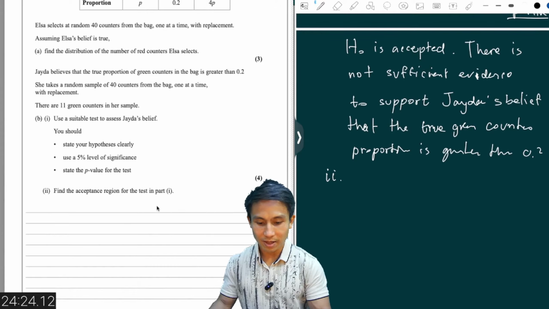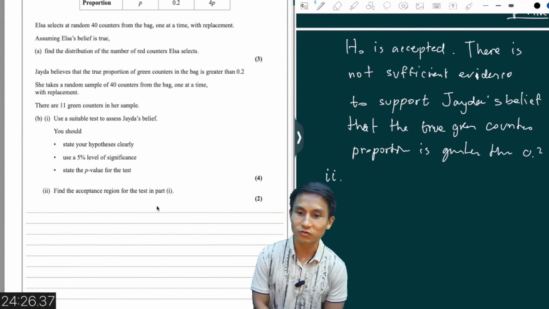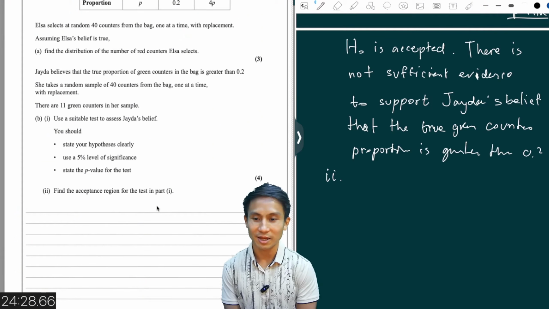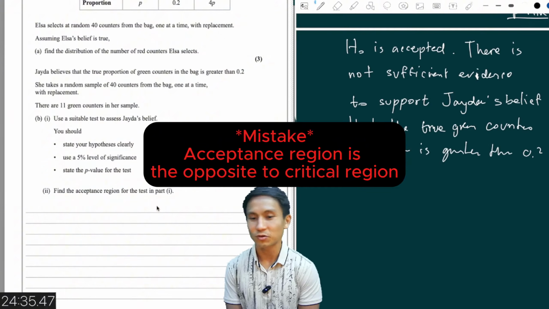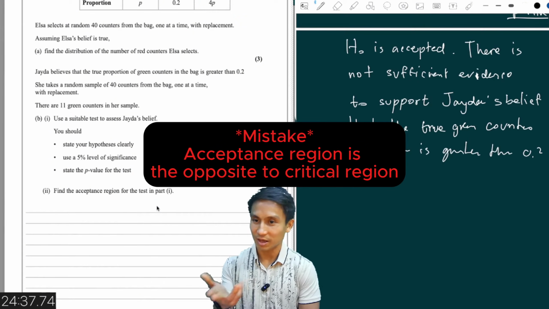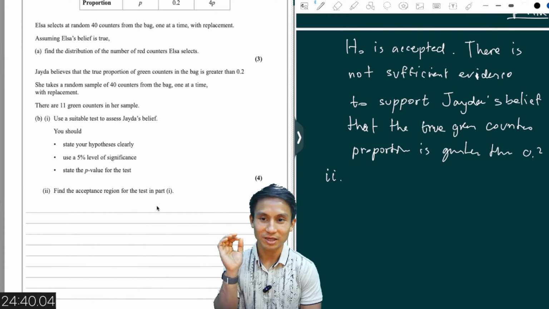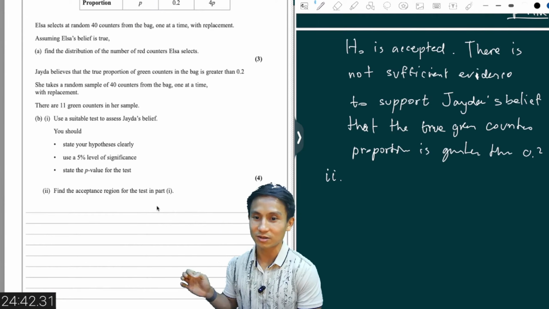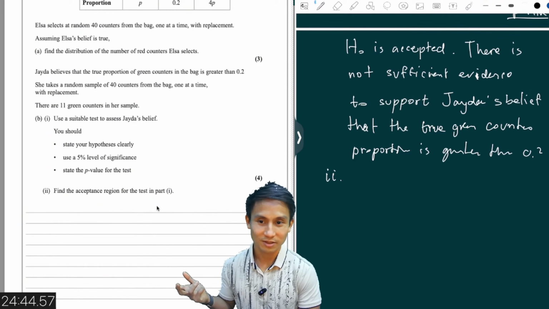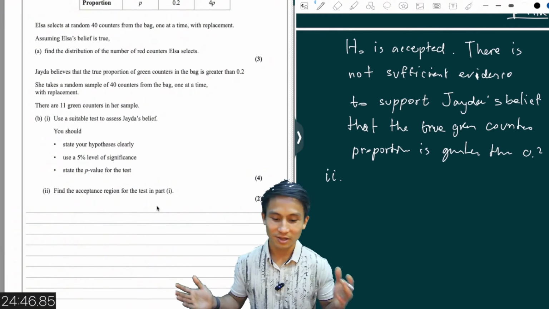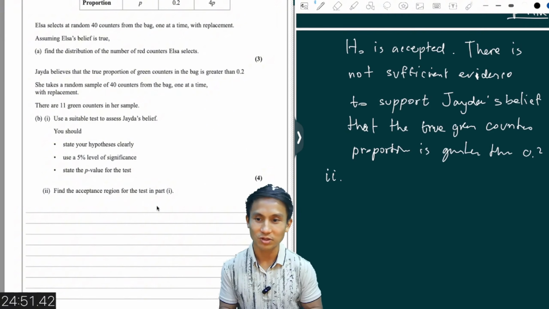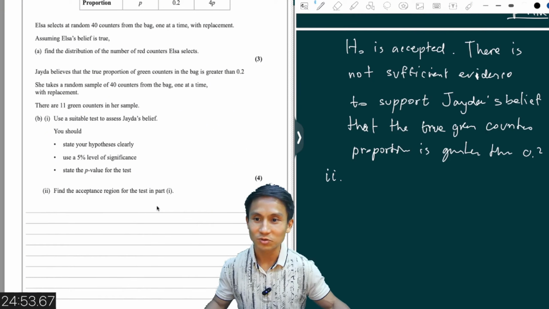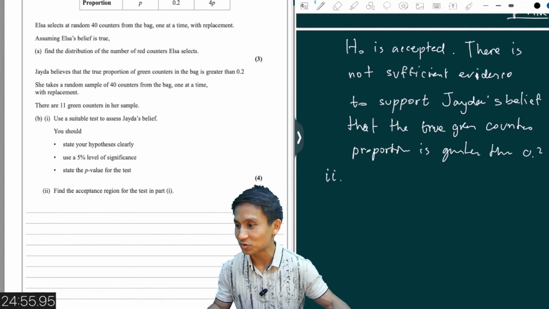And part II, find the acceptance region for the test in part I. Well, the acceptance region is basically the complement of the critical region, the region where we reject the null hypothesis. Now we want the right tail, the greater side of the distribution. This is 0.2, so I can use the table.